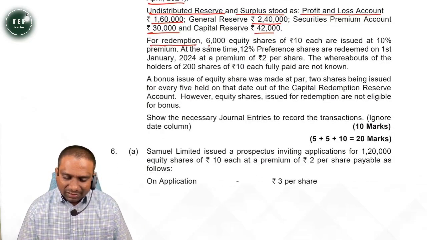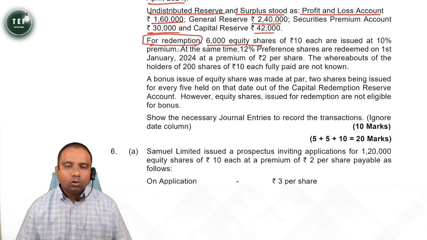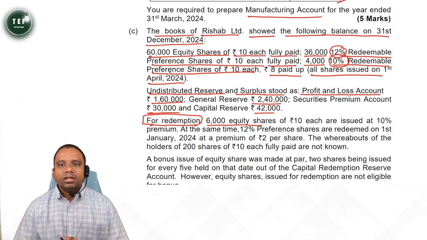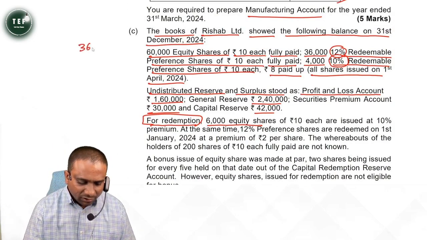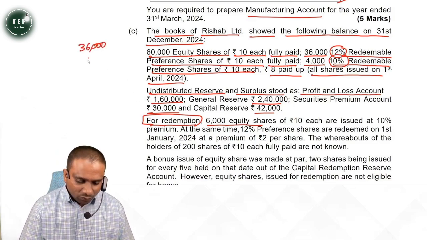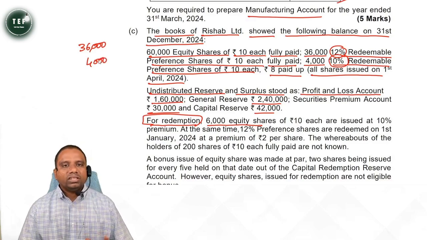For redemption, 6,000. What are you going to redeem? Preference shares. Equity shares are not redeemed now. Here we have 36,000 preference shares, and at the same time 4,000 preference shares.